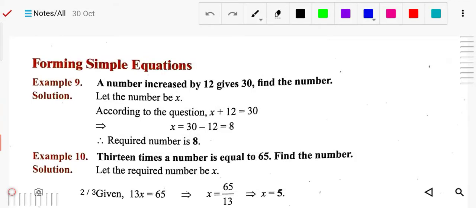Good morning, students. Today we will solve forming simple equations. Page number 224. We will solve exercise 15D.